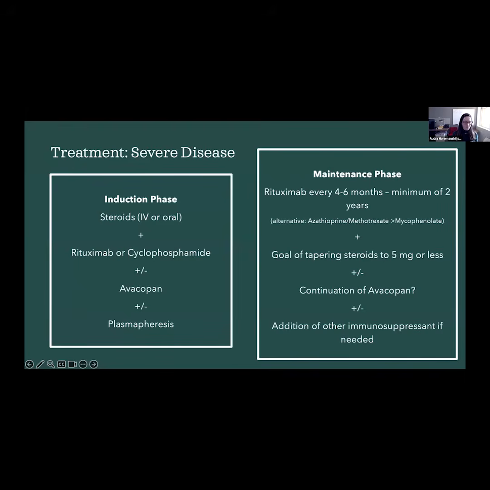Another treatment that is sometimes used in very severe disease is plasmapheresis. Plasmapheresis is kind of like dialysis, where we're basically removing the blood from the body, filtering it, removing some of those antibodies, like the ANCA antibodies, and then putting it back in. There was a really big trial that looked at the use of plasmapheresis in ANCA vasculitis and didn't see a significant benefit in the vast majority of patients.